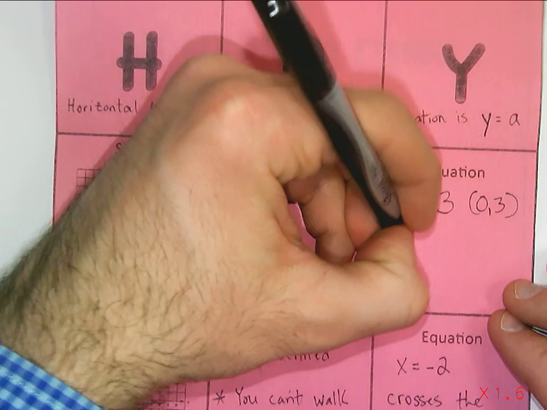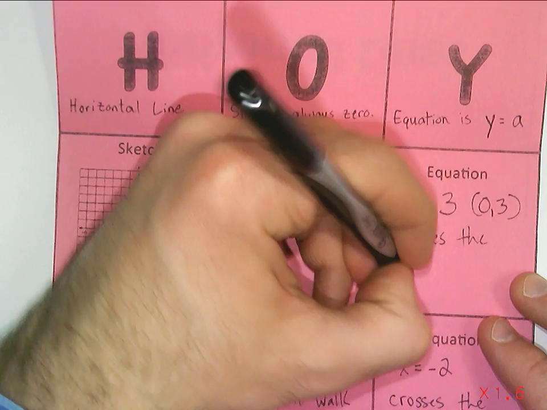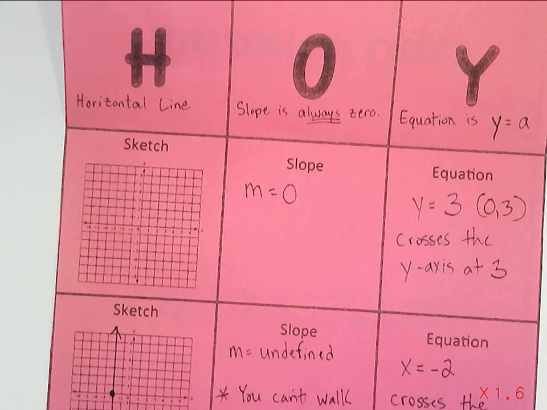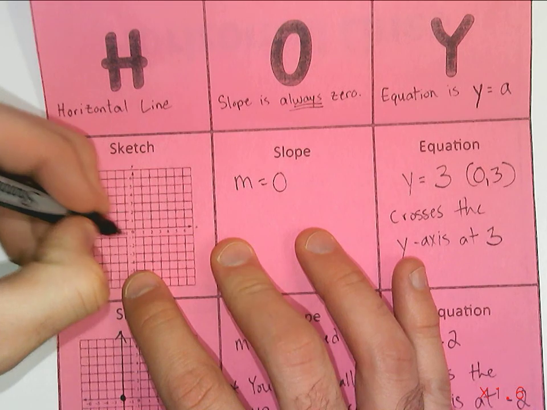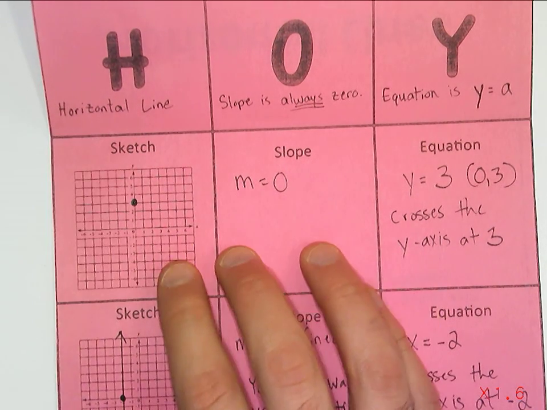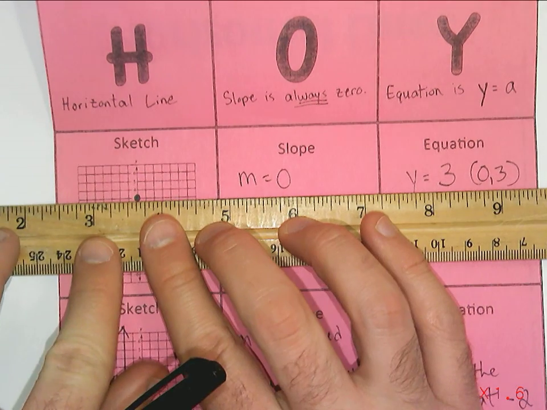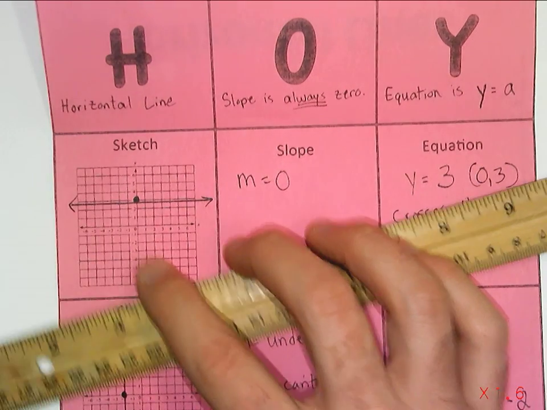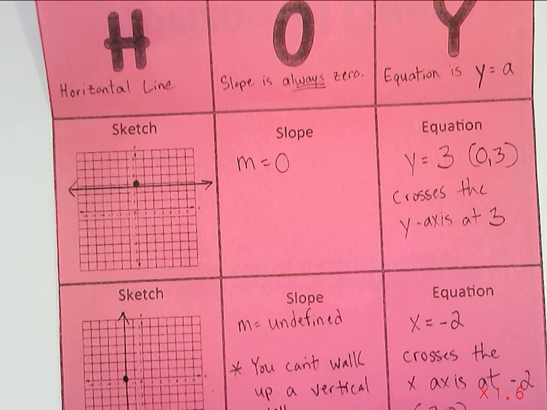And it's going to cross the y-axis at 3. So what we would do here is plot a point at (0, 3). I'm not moving on the x at all. It will be on the y. So (0, 3), plotted that. And then it's a horizontal line through that point. So let's go ahead and do that quick. That wasn't the best job, but it'll do. So at (0, 3) is where that would be.